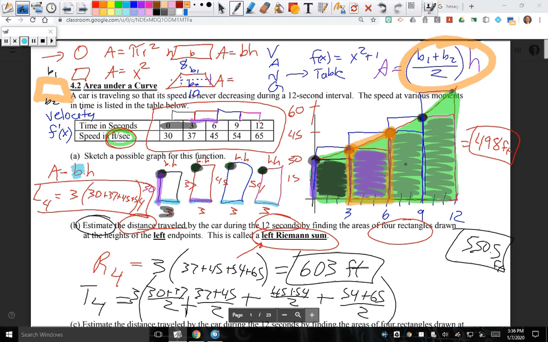Cool? A lot of people think it was midpoint though. What would midpoint look like? So midpoint, here's the thing. Midpoint doesn't go off the average of the y's. It goes off the average of the width of the x values.